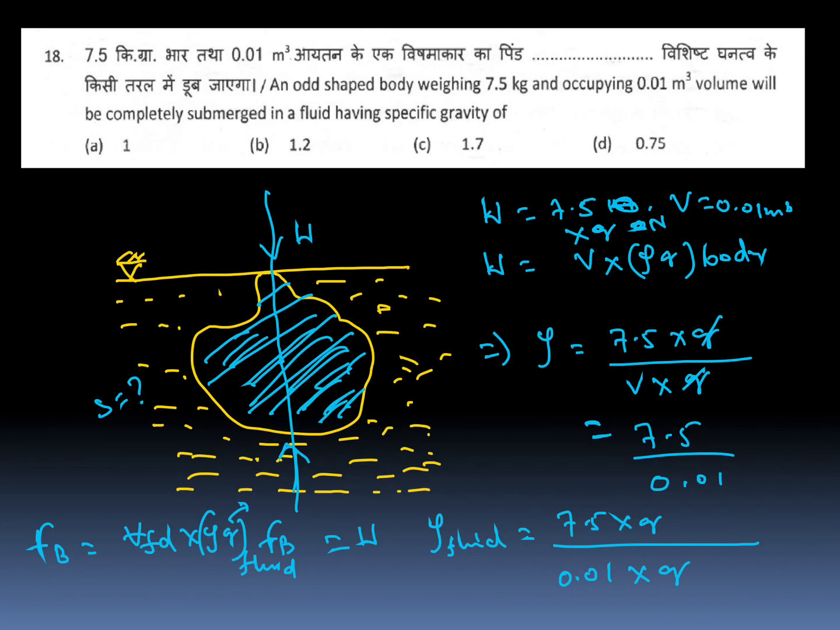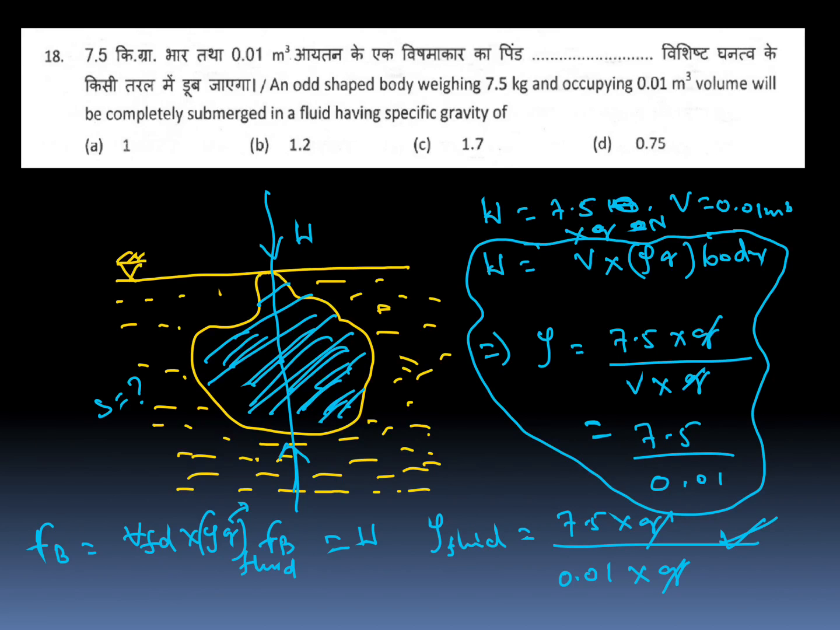You have to calculate specific gravity, so this complete step is not required. You will get rho of fluid, g cancels, it's 7.5 divided by 0.01. So S is the value we have to calculate. S is density of fluid divided by density of standard fluid. Standard fluid is water, it's 10 to the power 3.